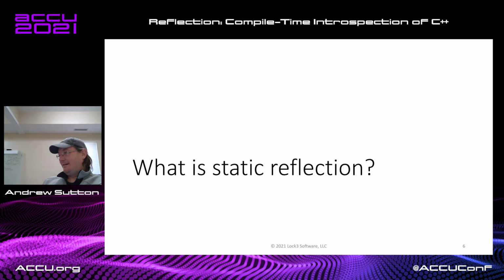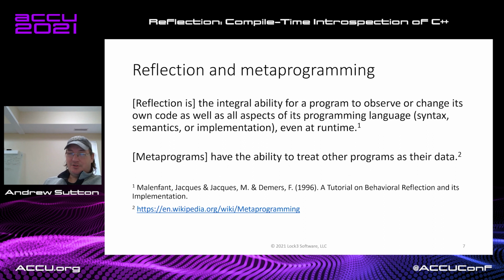All right, so I want to start by talking about what is static reflection, just so we have some kind of framing for this discussion, because the idea of reflection can be fairly broad, and I'd like to narrow down the scope of the features that we're actually going to talk about. So I'm going to take two examples, or two definitions here. One is from a paper on behavioral reflection from 1996. And the other is, of course, from Wikipedia, which is the ultimate source of knowledge in the universe. So why not?